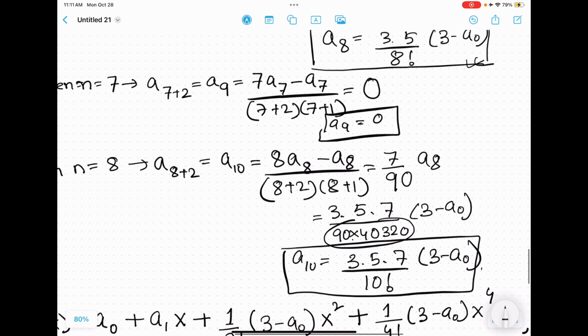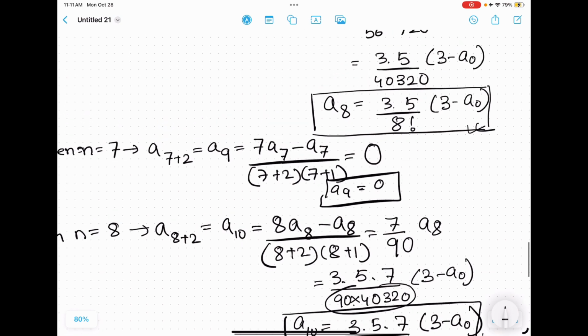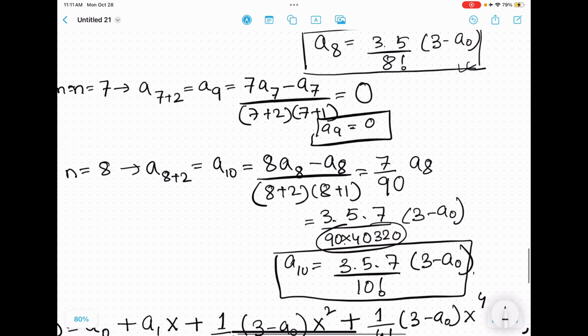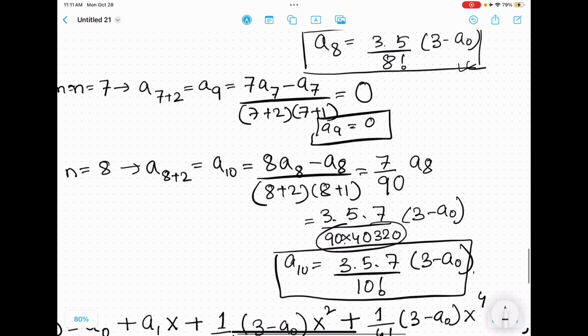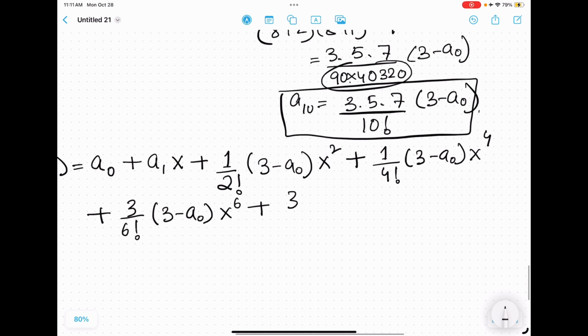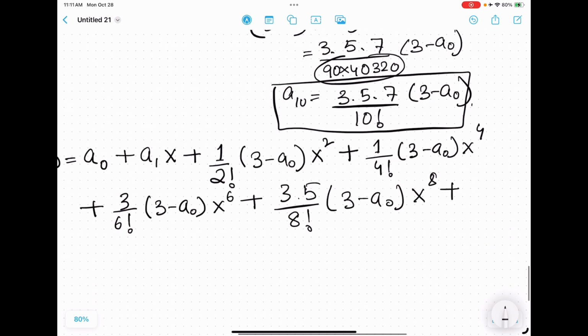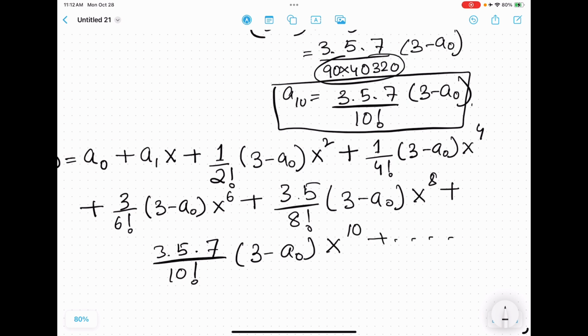And then I have my a sub 8, which is 3 times, my a sub 7 is 0, so we'll skip that. Then I have my a sub 8, which is 3 times 5 by 8 factorial. I have 3 times 5 over 8 factorial, 3 minus a sub 0, x to the power 8. Again, I have my a sub 9, which is 0, so I'm going to skip that. And then I have my a sub 10, which is 3 times 5 times 7 divided by 10 factorial, 3 minus a sub 0, x to the power 10. Okay, and then so on.